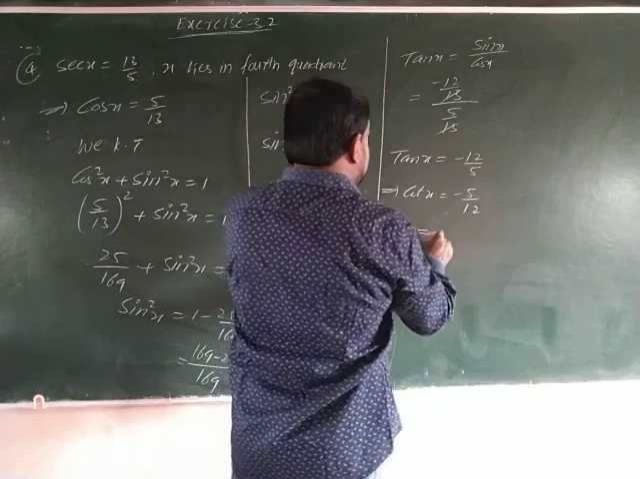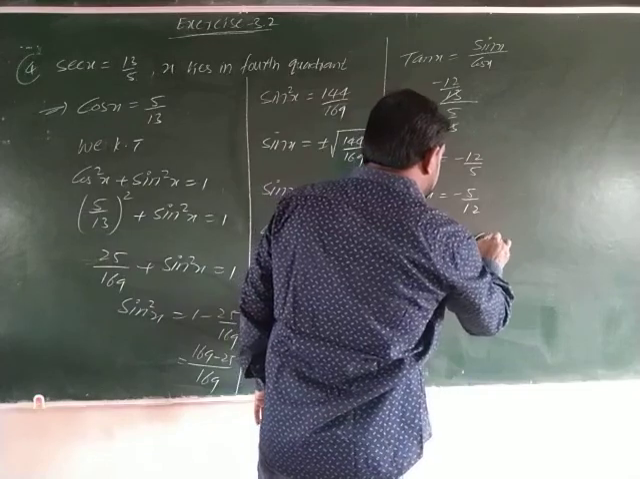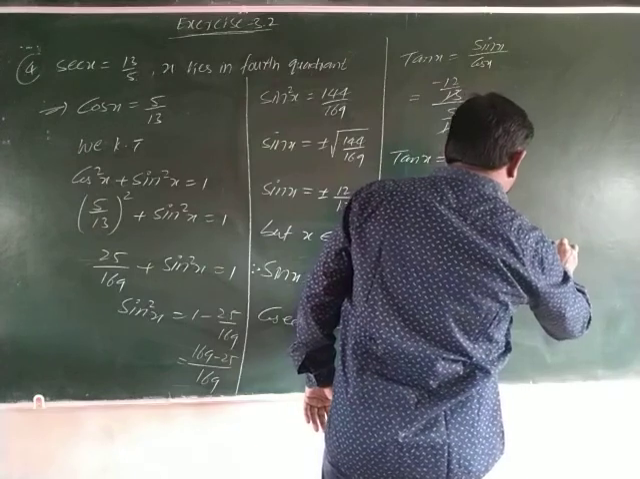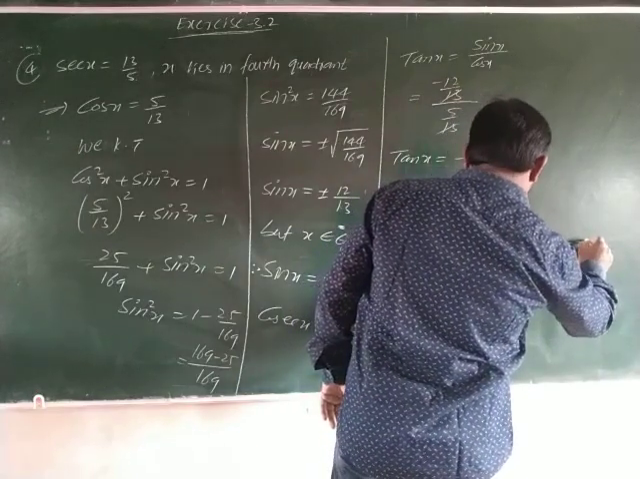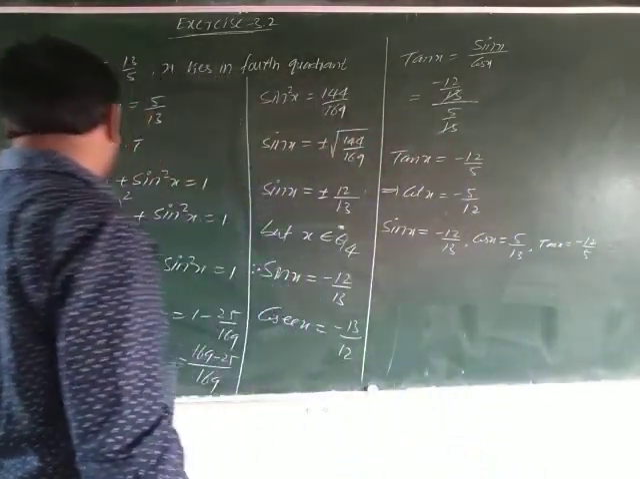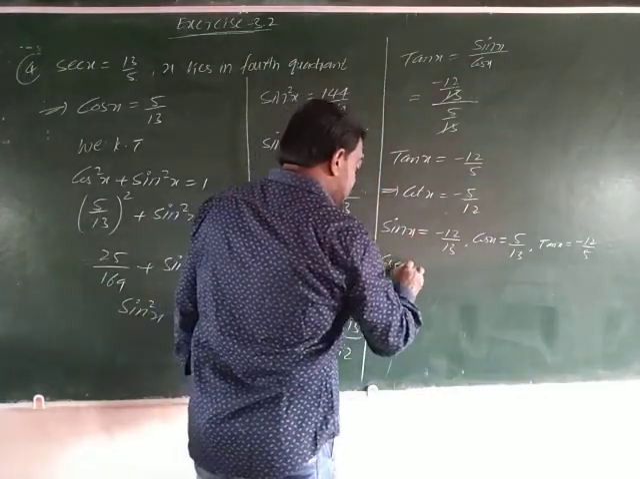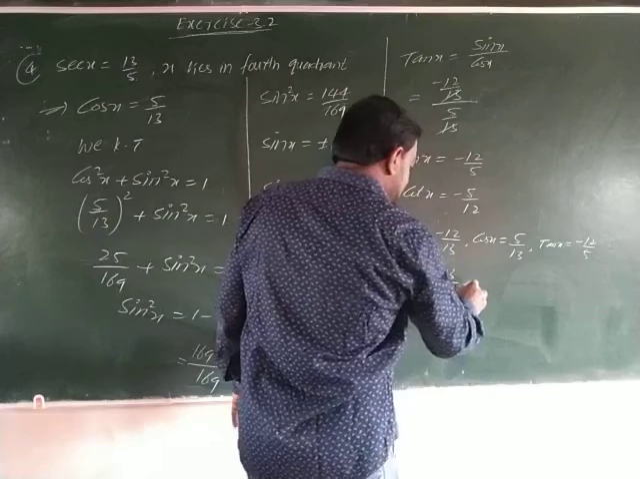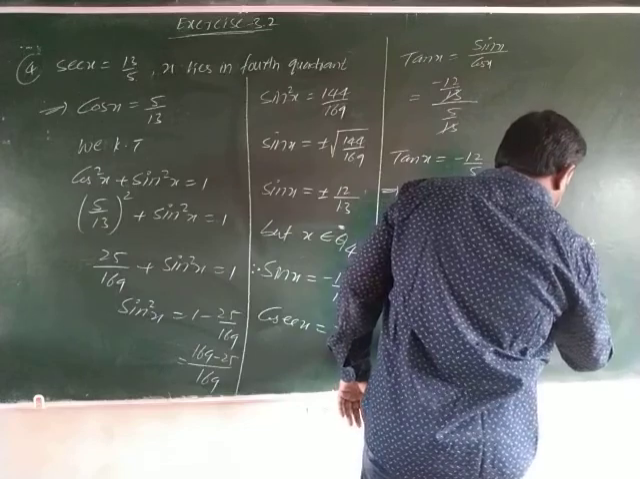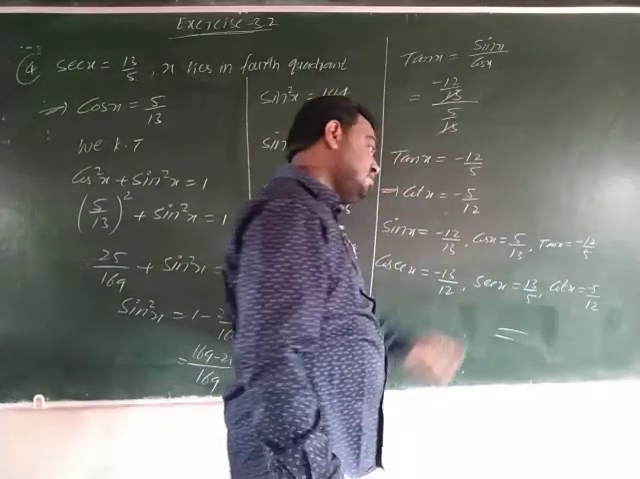Sin x value is what? Minus 12 by 13. Next, cos x is 5 by 13. Next, tan x is minus 12 by 5. Next, cosec x is equals to minus 13 by 12. Secant x is equals to 13 by 5. And cot x is equals to minus 5 by 12. You write conclusion, all the values.